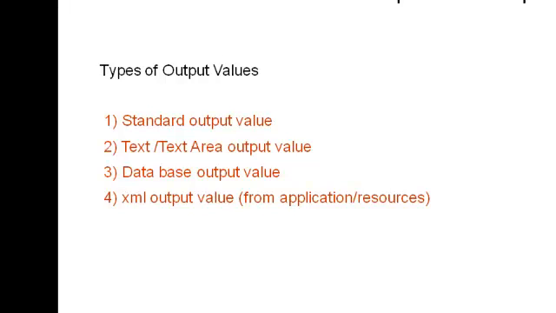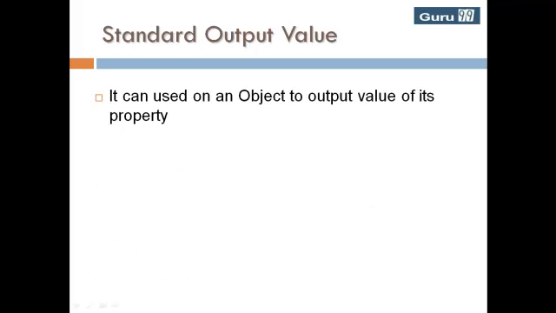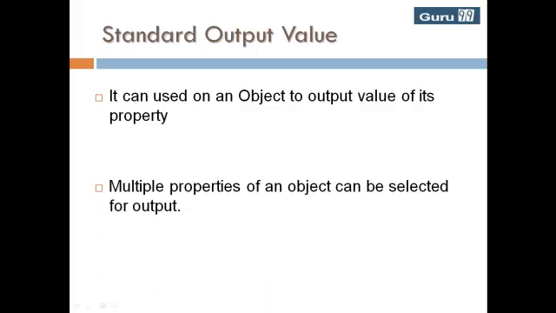Steps to create an output value and checkpoints are very similar, and for sake of simplicity, we will demonstrate only standard output value. Standard output value can be used on an object to output value of its property. Multiple properties of an object can be selected for output.